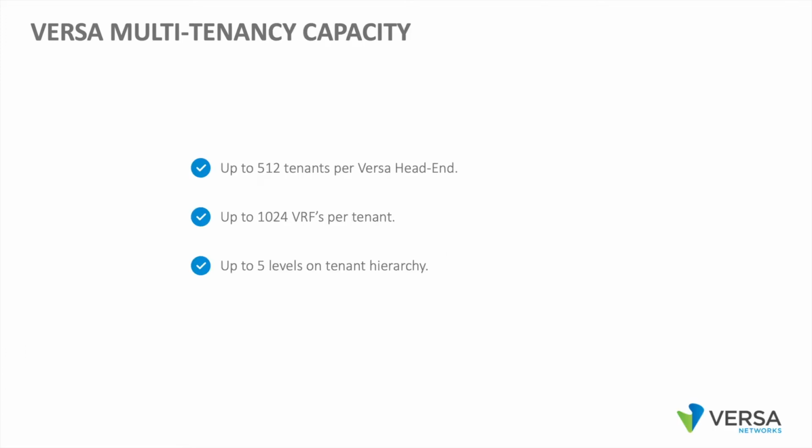Versa does support up to 512 tenants per Versa headend, up to 1,024 VRFs per tenant, and up to 5 levels of tenant hierarchy.